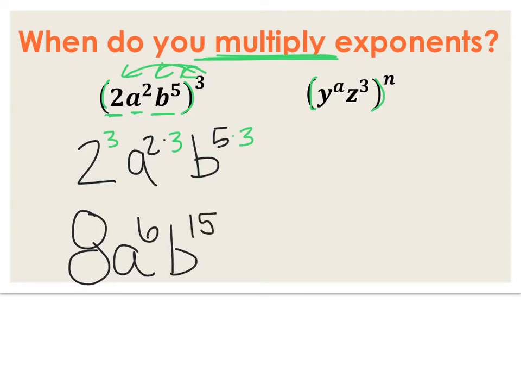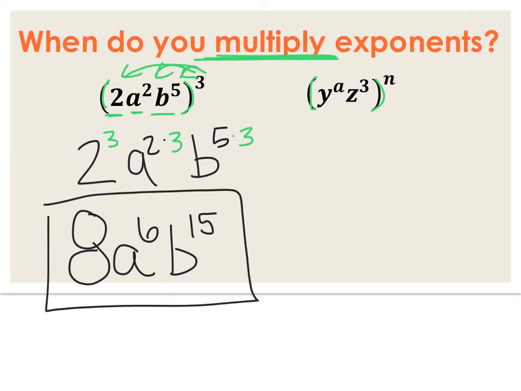And that's just how you would do that one. So with this, you don't multiply your coefficients together. You actually take the coefficient to whatever power is happening, and then you multiply your other exponents.